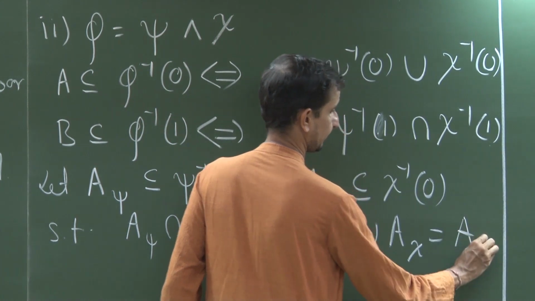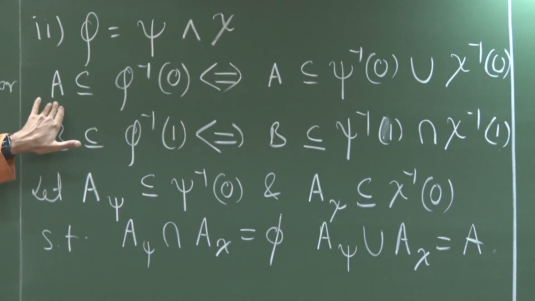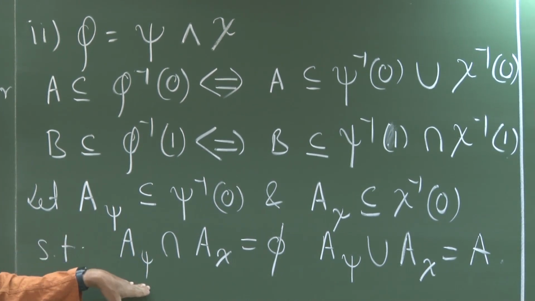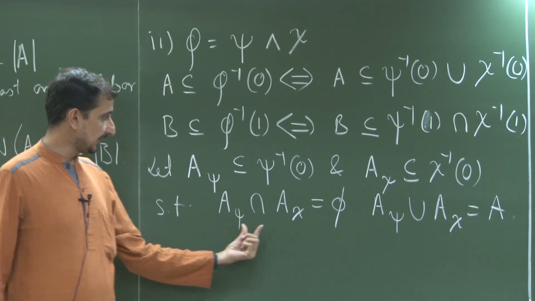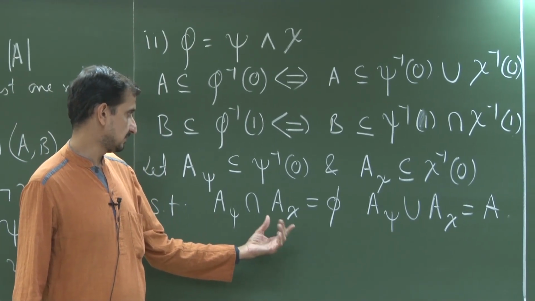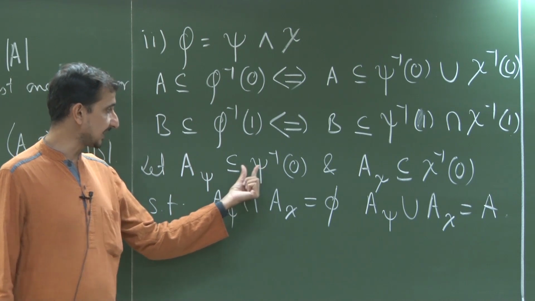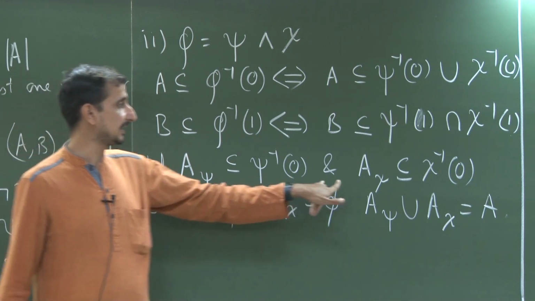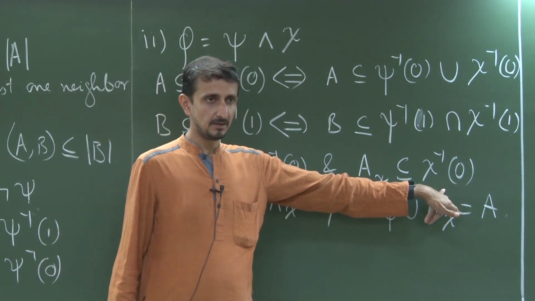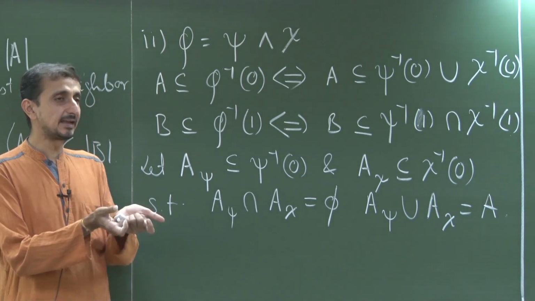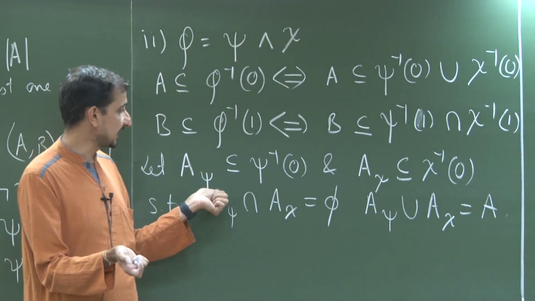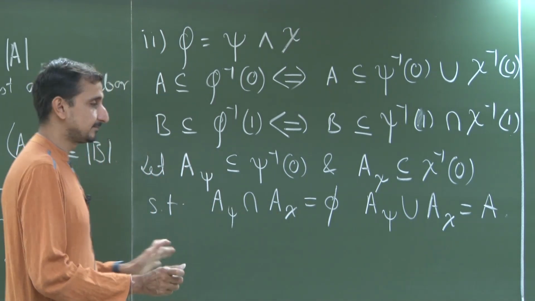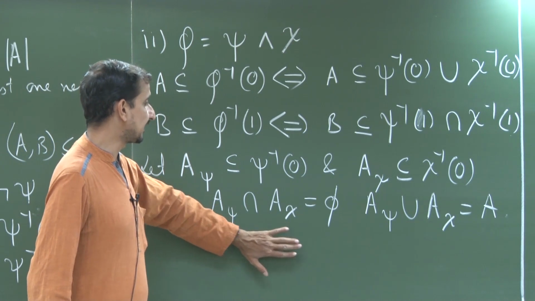So, all I am saying is that I take A and I just partition it into two parts, A psi and A chi, where A psi is basically all those inputs which take psi to 0 and A chi is all those inputs which take chi to 0. Now, there can be some common elements in between. Okay. So, there can be some inputs which take both psi and chi to 0. I can put them in either one. I can decide to put it in either one, it does not matter, but I just want to ensure that there are no common elements.